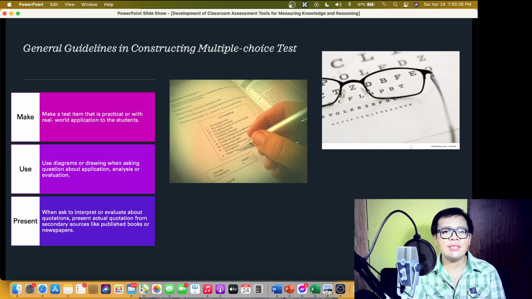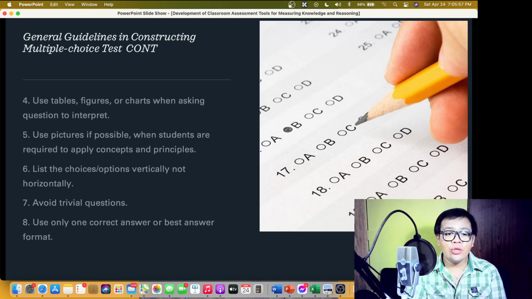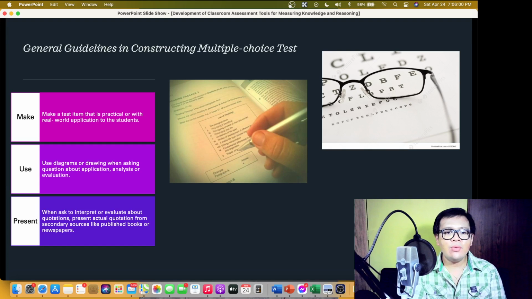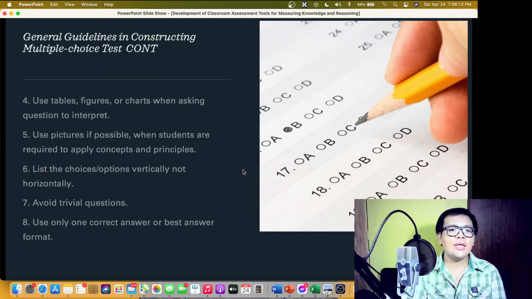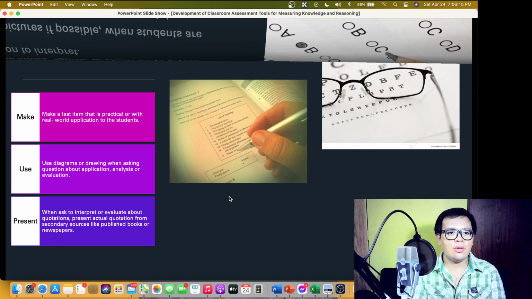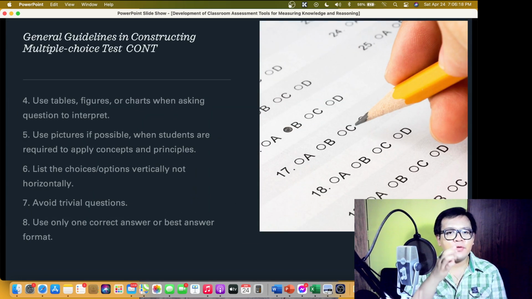We also have general guidelines in constructing multiple choice tests. So, make use of a practical format. First, make the test item practical, with real-world application for the students. Second, use diagrams or drawings when asking questions about application, analysis, or evaluation. And when asking students to interpret or evaluate quotations, present actual quotations from secondary sources like published books, newsprints, or even journals, which could be a good help. General guidelines for constructing multiple choice.